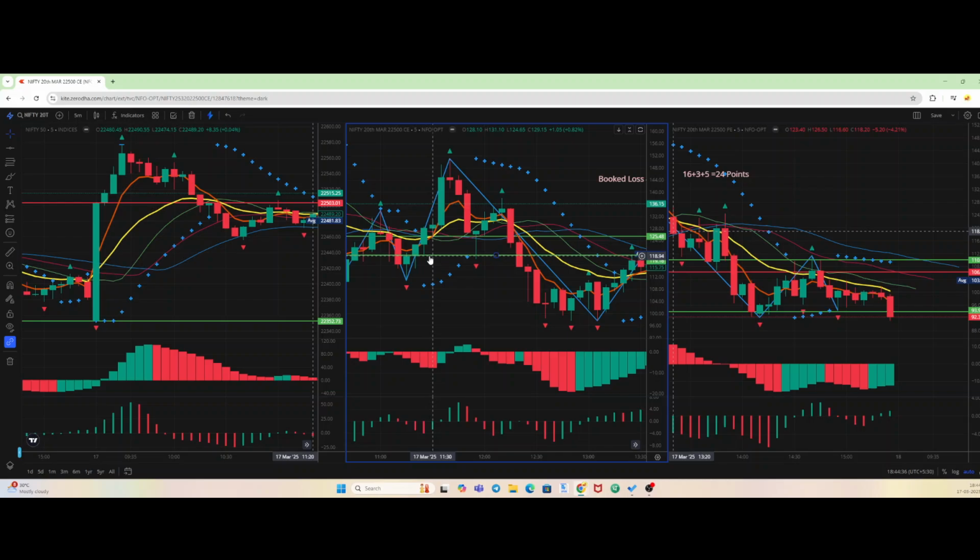So as per the 5 EMA strategy, what we would have done is enter below this candle and below the 5 EMA, around 136. Then if you were trailing, you would have booked at least 10 points in this area. Even with fast trailing, you would have booked 10 points.